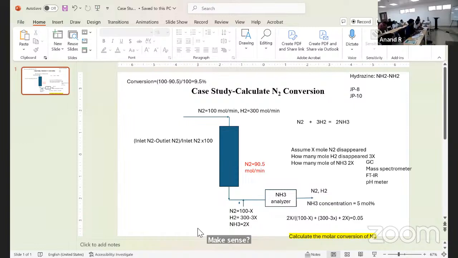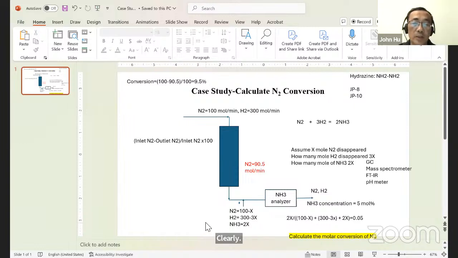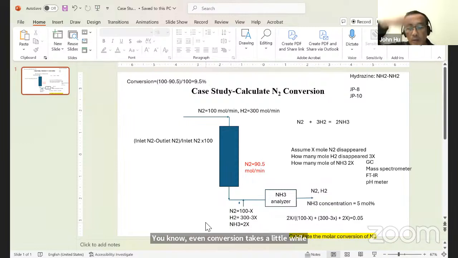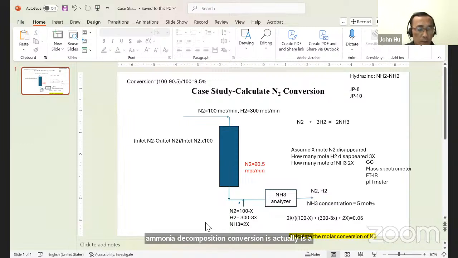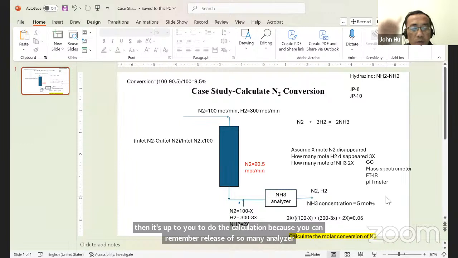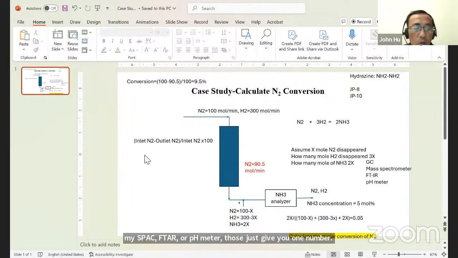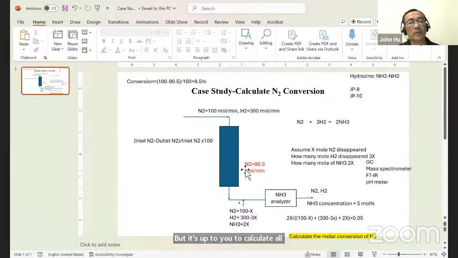Yes, sir. Clear, sir. I'm glad we did this exercise because now you understand that even for such a simple reaction, conversion takes a little while to understand. It's very important. That's why this morning I showed you ammonia decomposition conversion is actually a reverse reaction calculation. There's a lot of work. You have to make sure you build an Excel spreadsheet, otherwise the analyzer tells you one thing and it's up to you to do the calculation. Remember we listed so many analyzers: GC, mass spec, FTIR, or pH meter. Those just give you one number, but it's up to you to do the mass balance calculation.